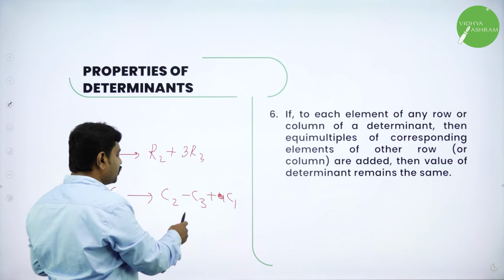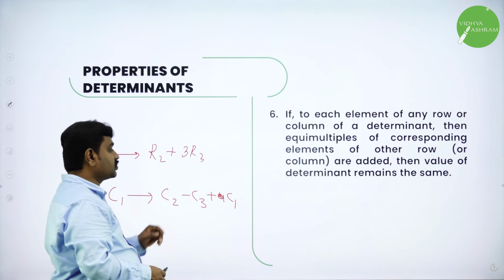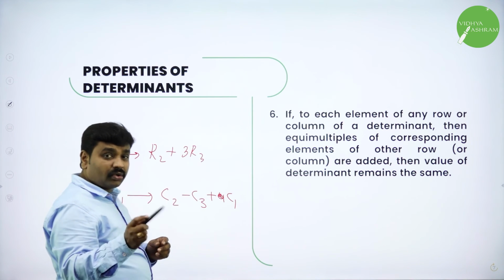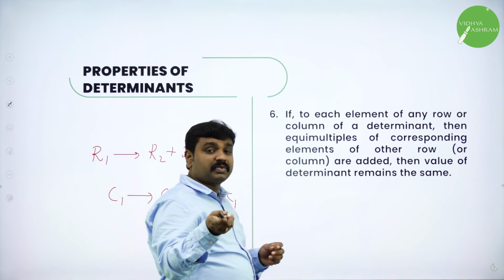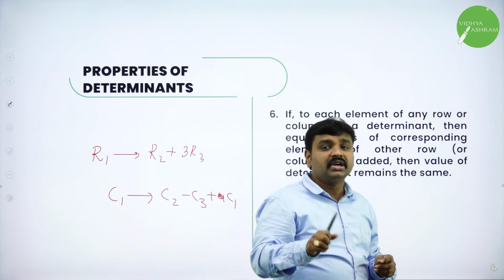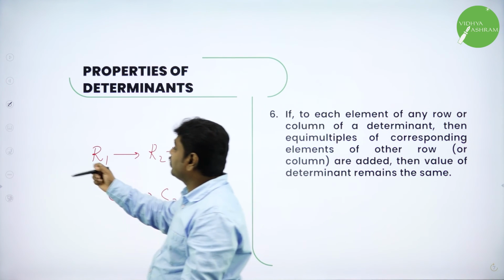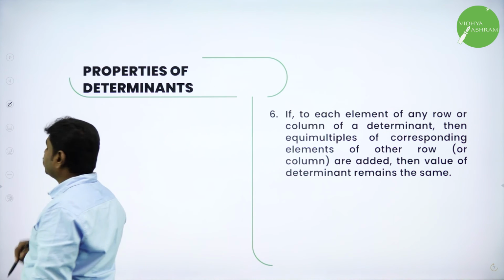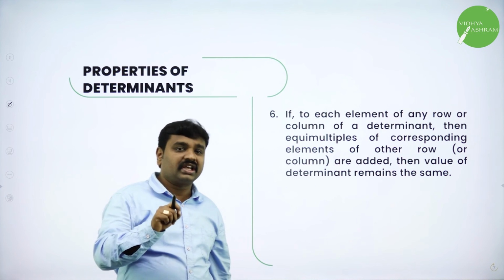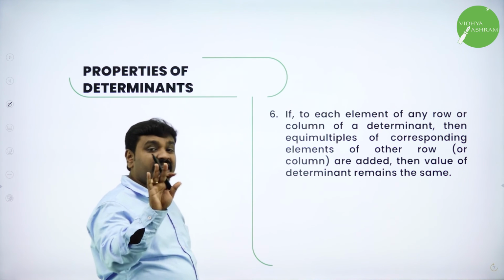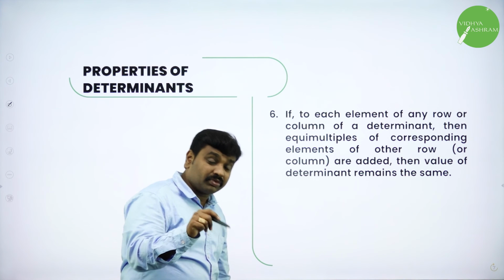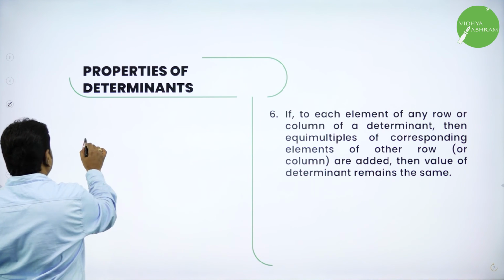See, minus C3 means what? Minus 1 times, plus of minus 1, like that. So equi-multiples of any row you can add to any row, or equi-multiples of any column you can add to any column, then the value of determinant remains unchanged. So you can try this by taking an example. And always I told you, trial with or prove with 2 cross 2, the length will be less, but we are applying them to simplify 3 cross 3. I will take an example.